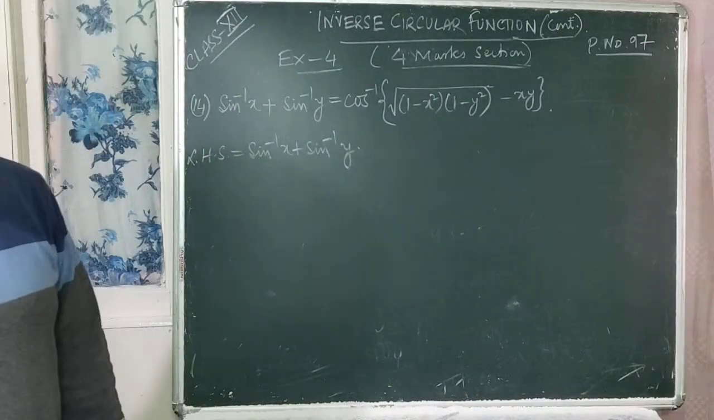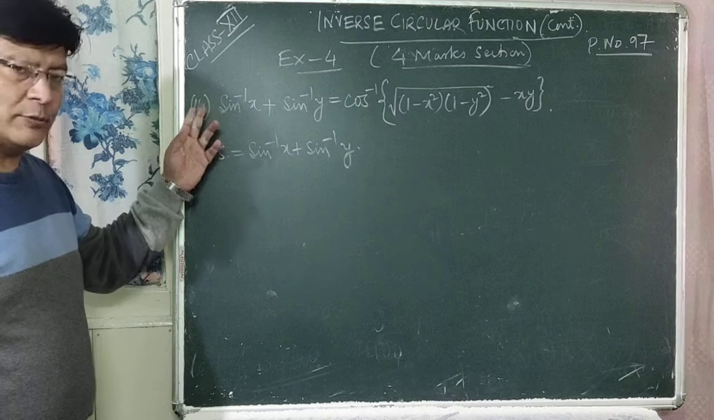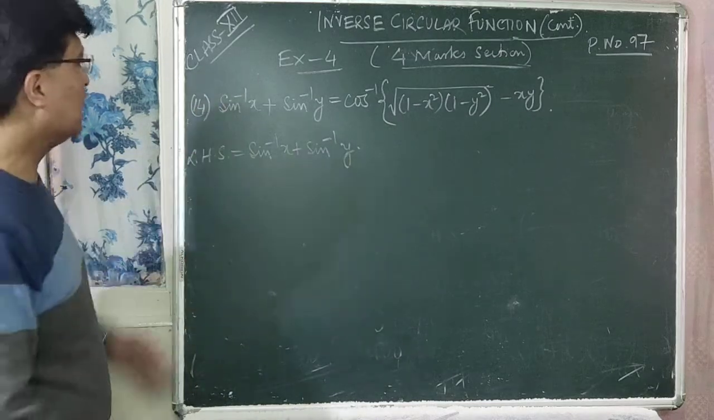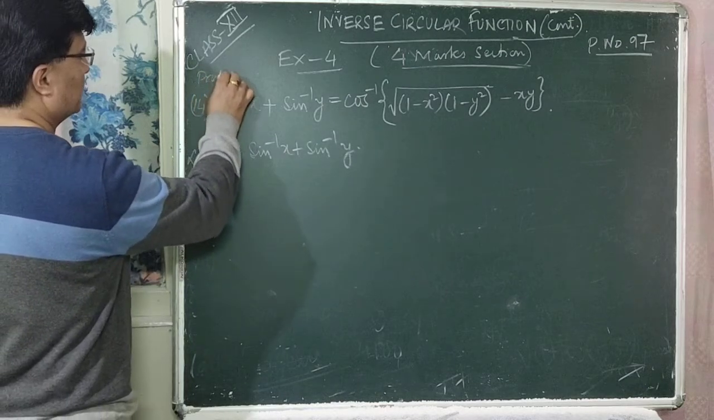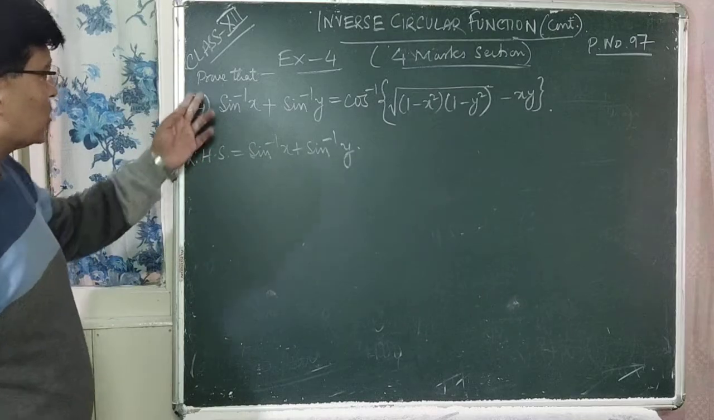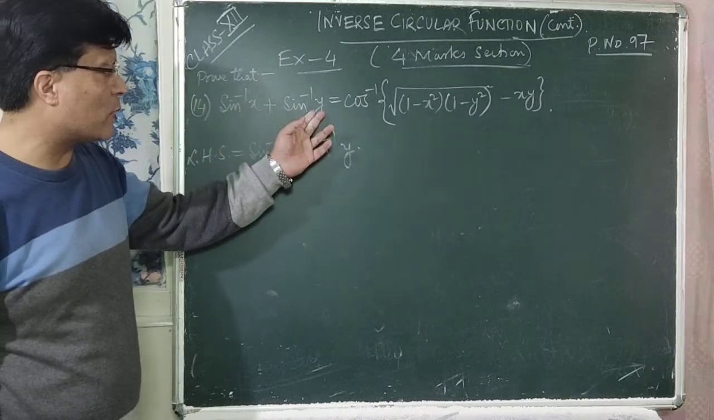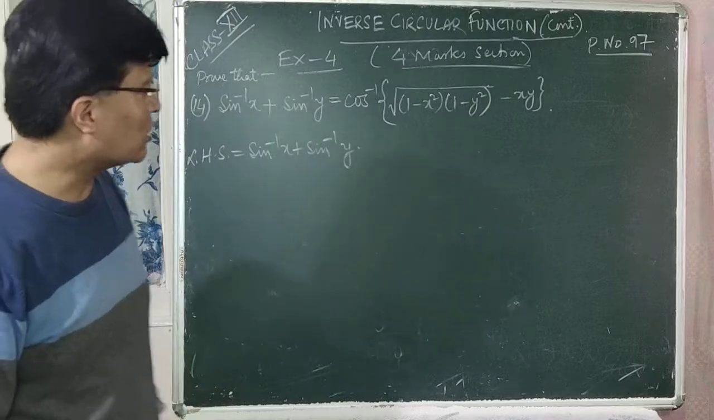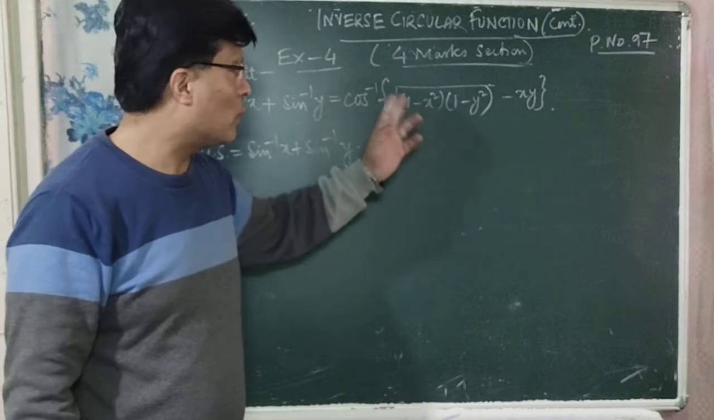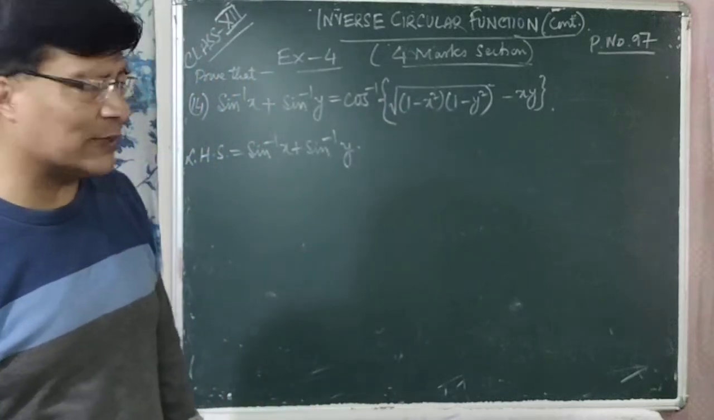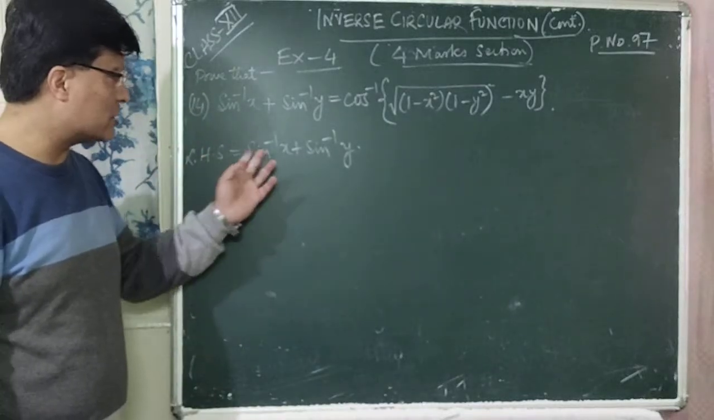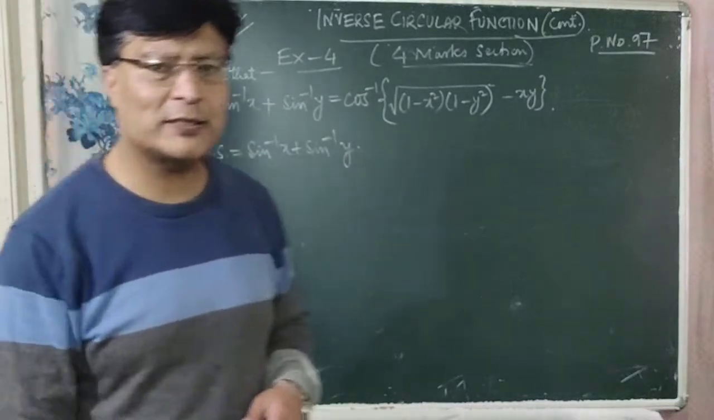Now we will do the next question, that is question number 14. This is also a proof: sin inverse x plus sin inverse y in terms of cos inverse, that is cos inverse within second bracket, again within square root, there are two factors, (1 minus x square) into (1 minus y square), then minus xy. Okay, so now let us prove it. So LHS is equal to sin inverse x plus sin inverse y. So how will you prove it?